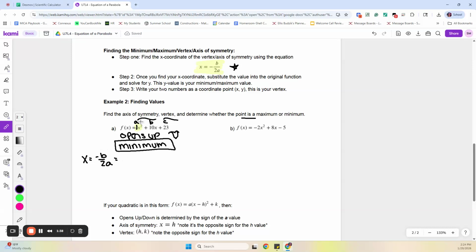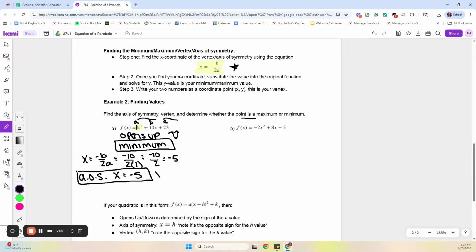So my b value is 10. I'm going to do negative 10 over 2 times my a value, which is 1. So 2 times 1 is 2. Negative 10 divided by 2 is negative 5. So that means my x value is negative 5. What that is right there is actually my axis of symmetry. So my axis of symmetry is x equals negative 5.